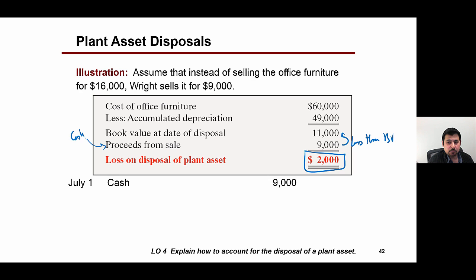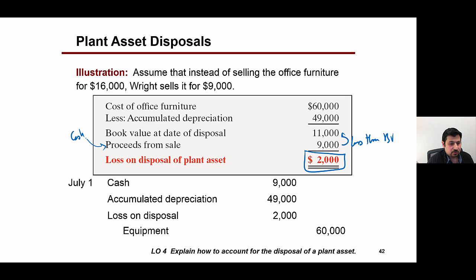So the company will debit cash 9,000 and will debit accumulated depreciation 49,000. Now the company will credit equipment 60,000. So the difference between the two, which is 2,000, will be a debit to loss on disposal of plant assets. This loss on disposal of plant assets is listed on the multi-step income statement under other expenses and losses. And here it will be debited 2,000 while the equipment will be credited 60,000.